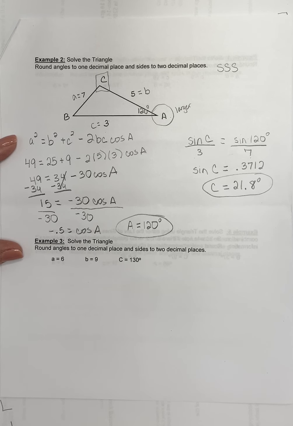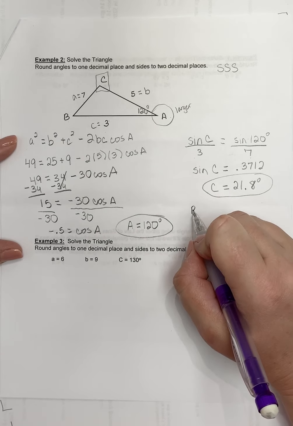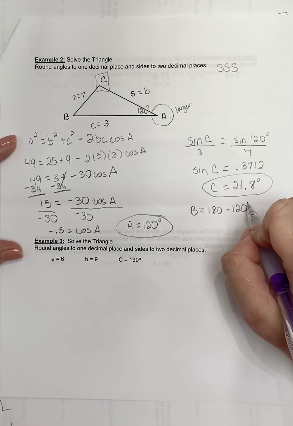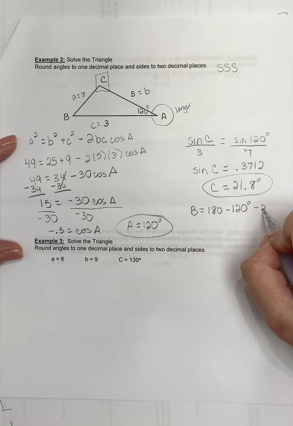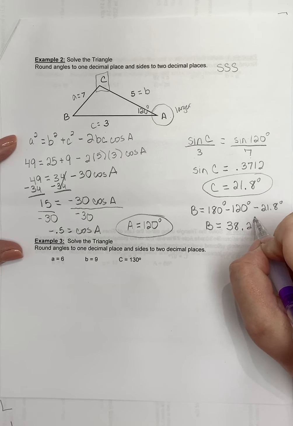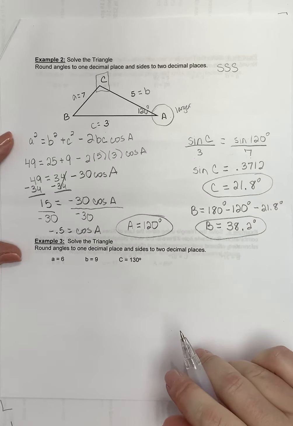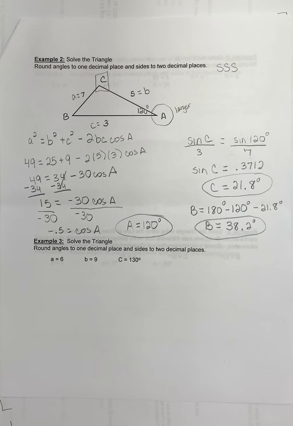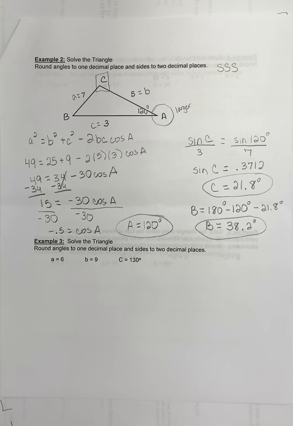Only one item left, and that's angle B. I can do 180 minus 120 minus 21.8 degrees, and I find out that B is 38.2 degrees. B was actually an acute angle also, so it would not have mattered if we had solved for angle B or angle C, but it's better to be safe than sorry. So we finished those. Okay, now example 3 does not give you a triangle.